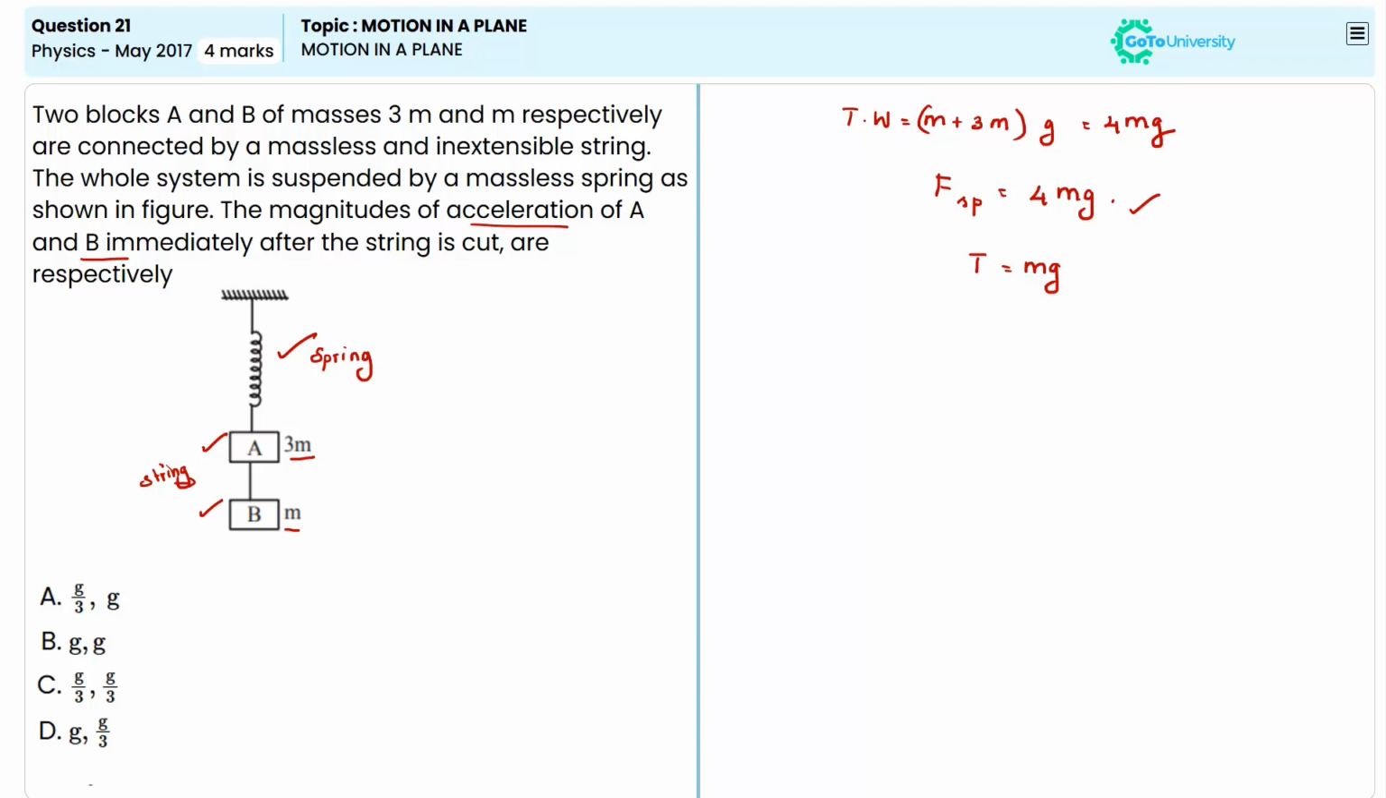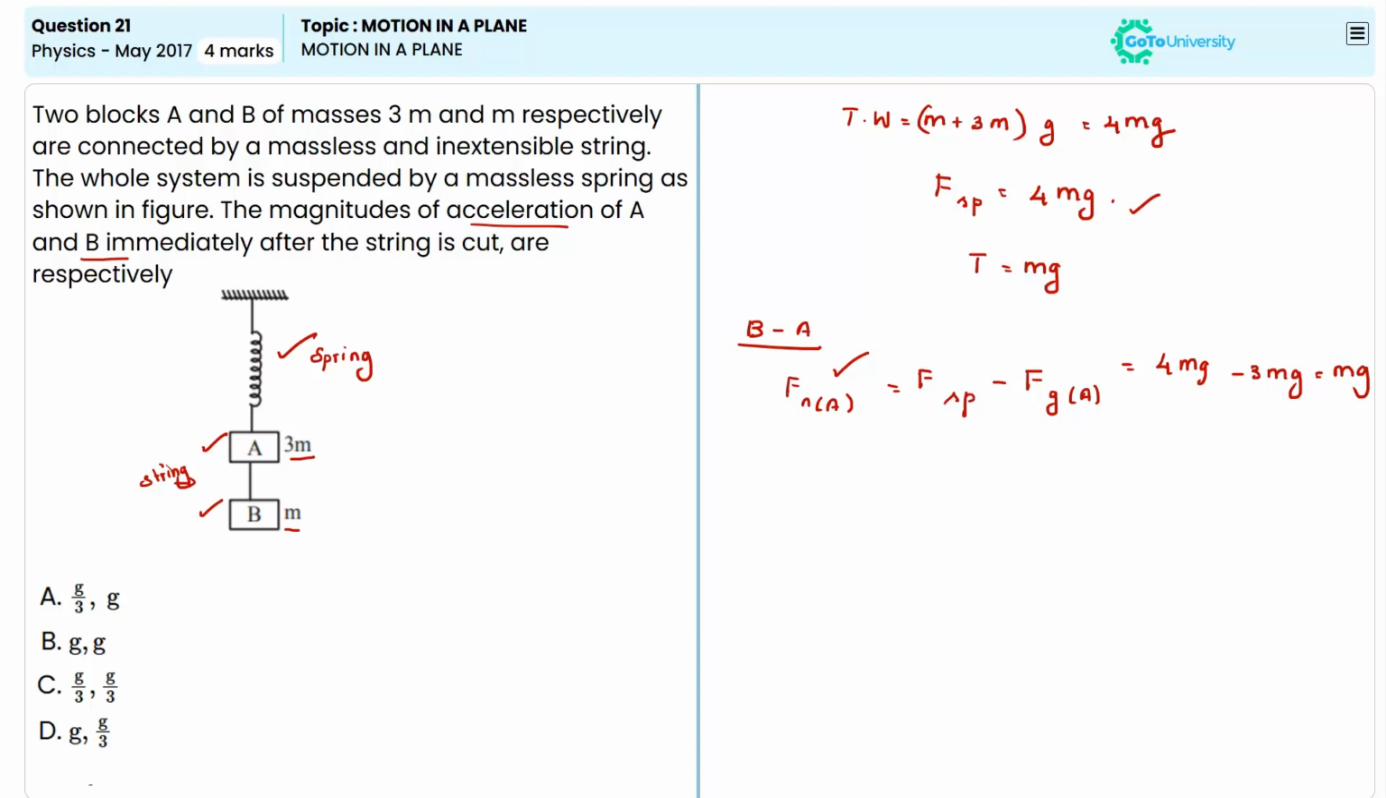So here we can calculate the force on block A first. The spring now exerts an upward force of 4mg on block A. The downward gravitational force will be 3mg. So we can write the net force on block A will be equal to the force of the spring minus the force because of gravity on block A. So here we can write 4mg minus 3mg, which will be equal to mg. So this is the value of net force acting on block A.